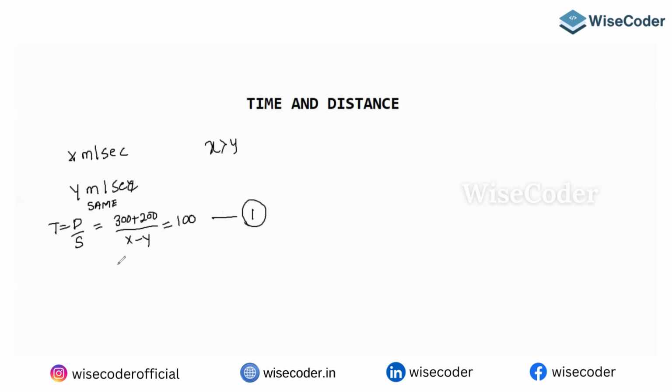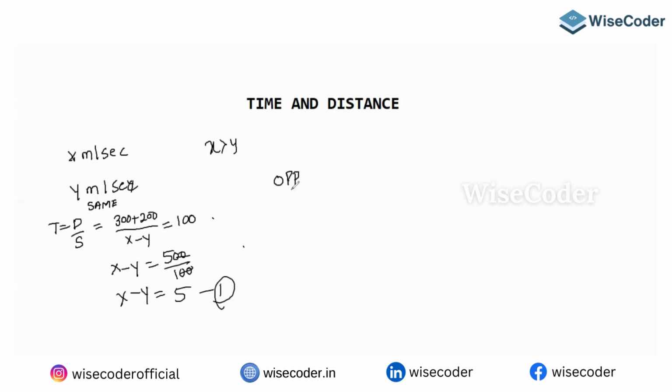Or you can solve this also. You can say x minus y is equal to 500 by 100, which is nothing but 5. So x minus y is equal to 5. You can say this is your equation 1.